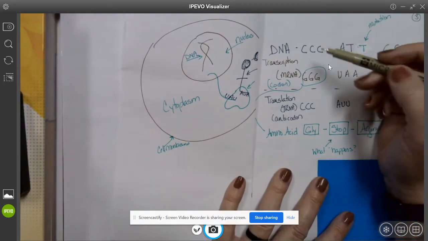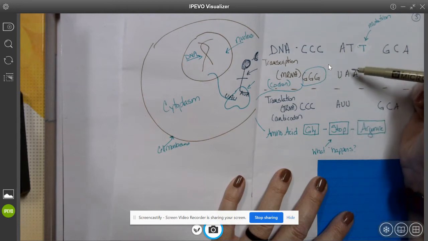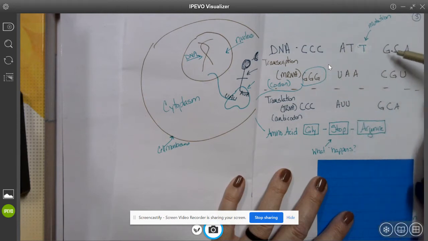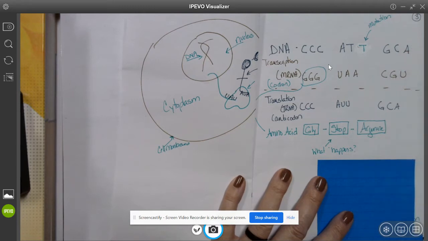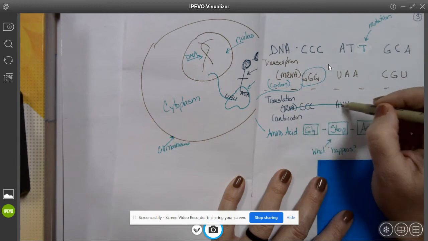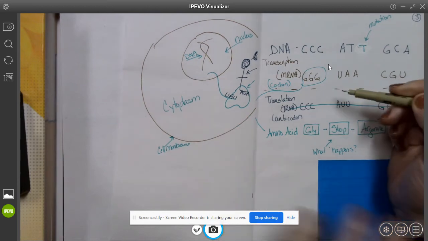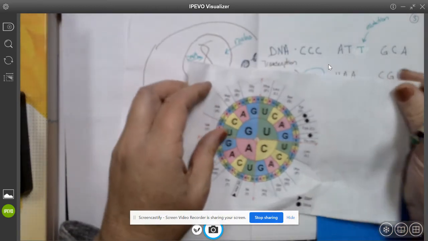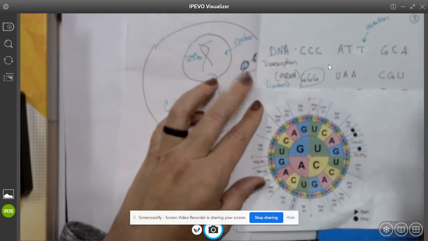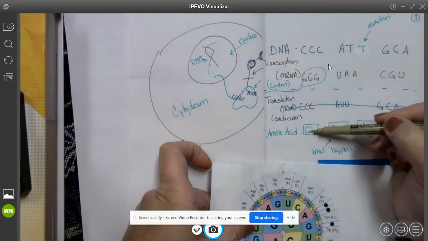All right, again, C goes to G, got it. A goes to U, T goes to A, T goes to A. G goes to C, C goes to G, A goes to U. All right, now we figure out what the transfer RNA is, but then we don't pay it no mind. We just ignore it. G, G, G, glycine. I've got glycine.